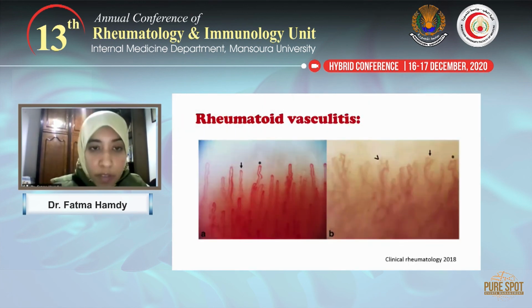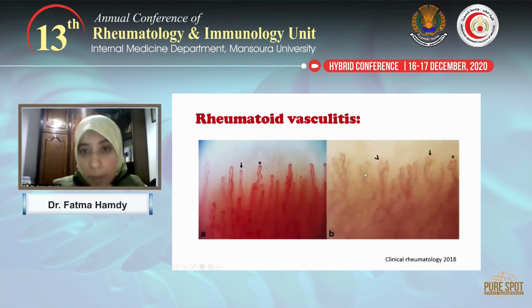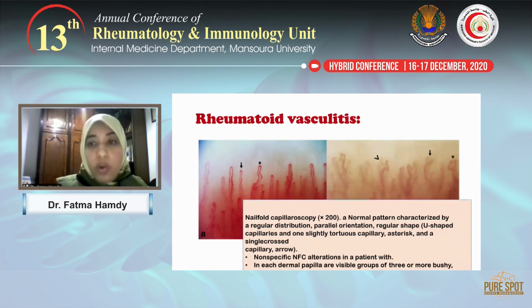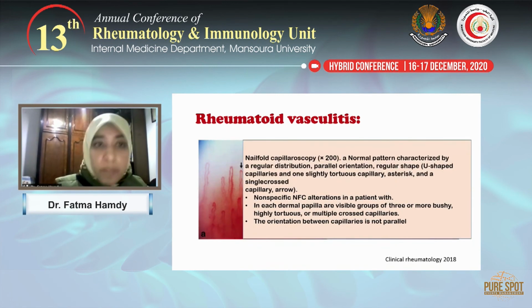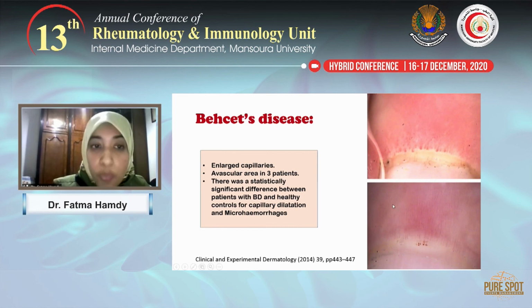As regards rheumatoid vasculitis, this is a normal capillaroscopic image. However, here we can find that each dermal papilla contains more than one capillary. Also, there are some convoluted and some twisted capillaries. This is characteristic of rheumatoid disease, found more in cases with rheumatoid vasculitis. Also, in Behçet's disease, it was found that there are enlarged capillaries. Avascular areas were found more in patients with Behçet's disease compared with healthy controls.